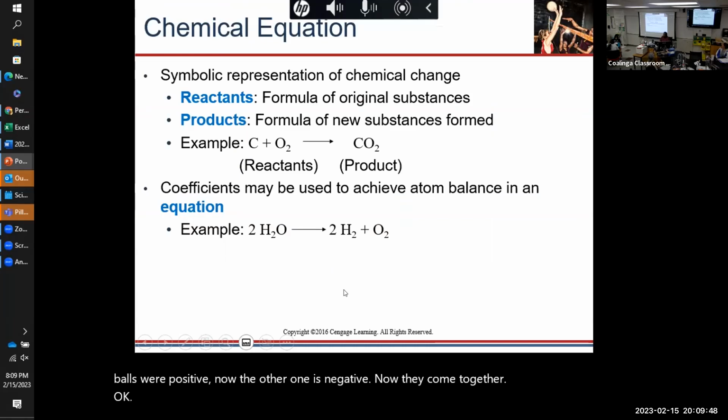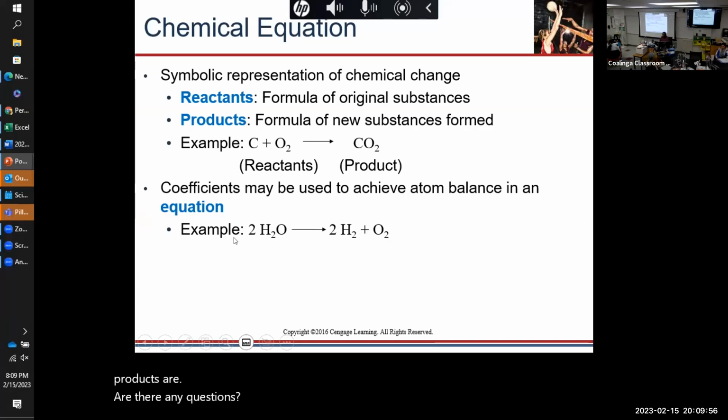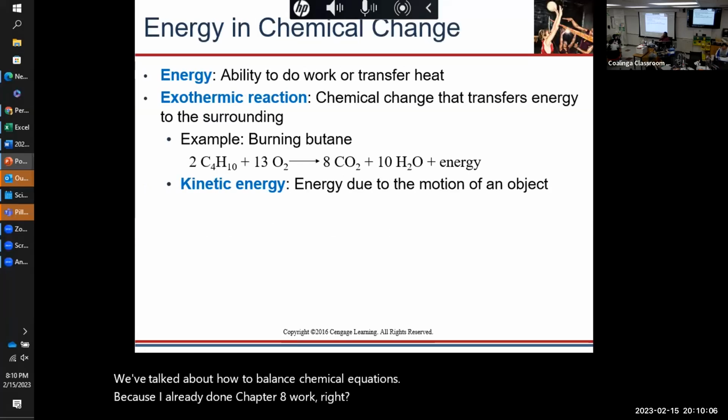We already talked about chemical reactions. You guys already know what the reactants and the products are. Are there any questions? We talked about coefficients. We've talked about how to balance chemical equations, because I already did chapter 8 there, right? Energy. So the definition of energy is the capacity to do work or to transfer heat.